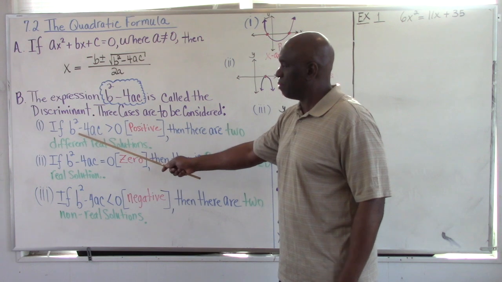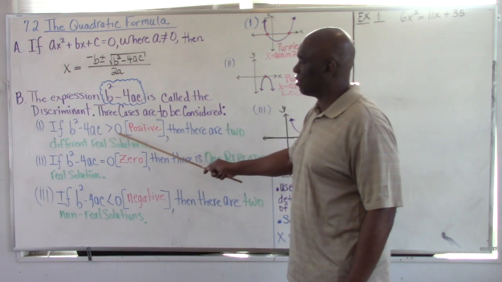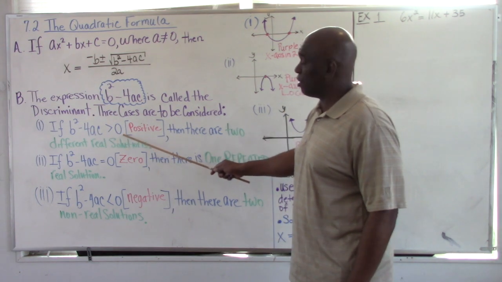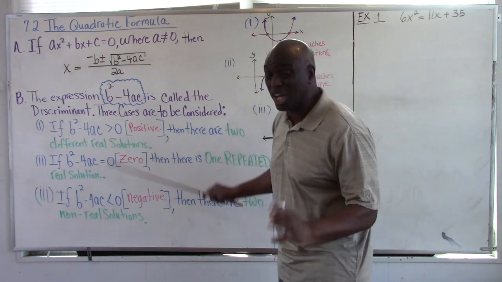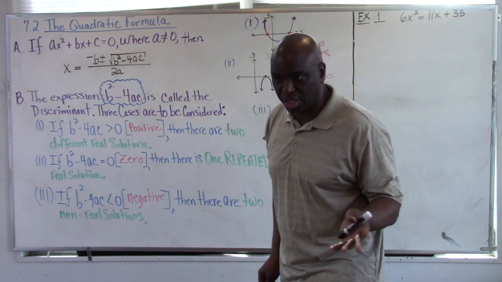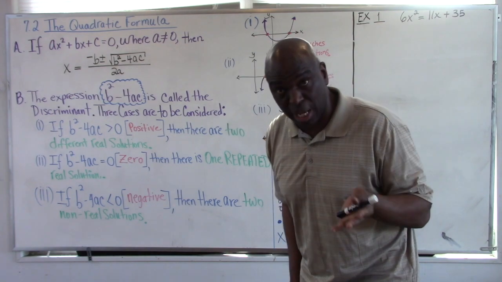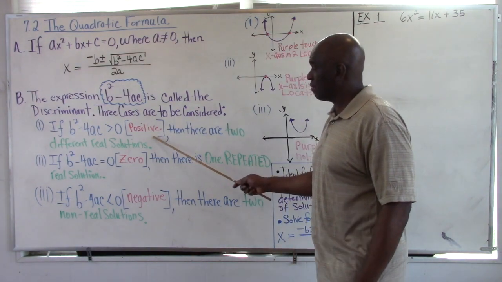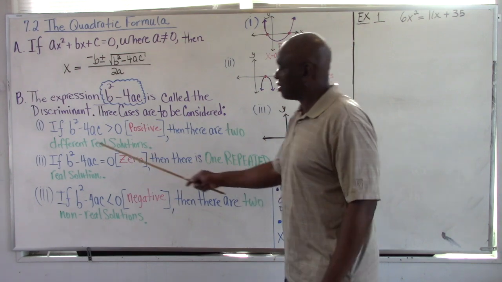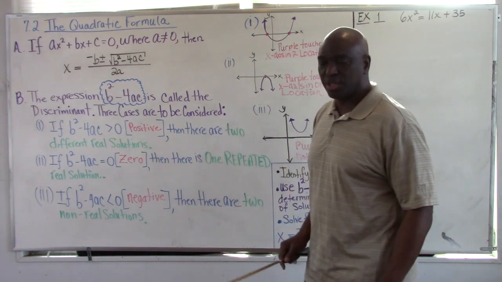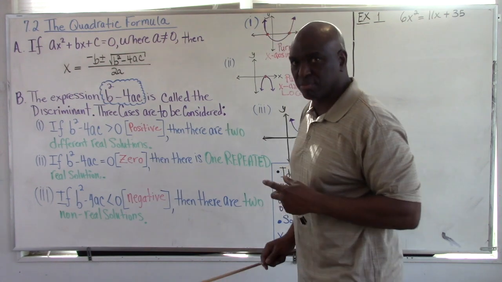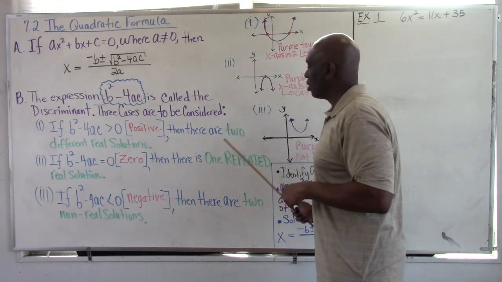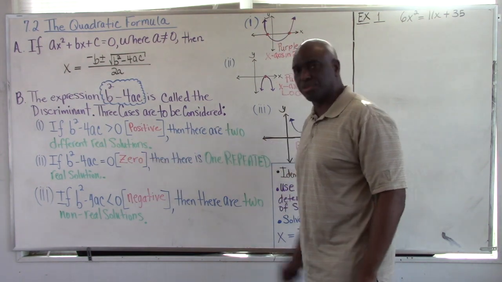If the discriminant, b squared minus 4ac, is greater than 0, that means it's positive. I don't care what the value is, necessarily. I just want to know if it's positive or not. If it is positive, then there are two distinct real solutions. What's in green is going to be an answer to the question. The answer is two distinct real solutions.